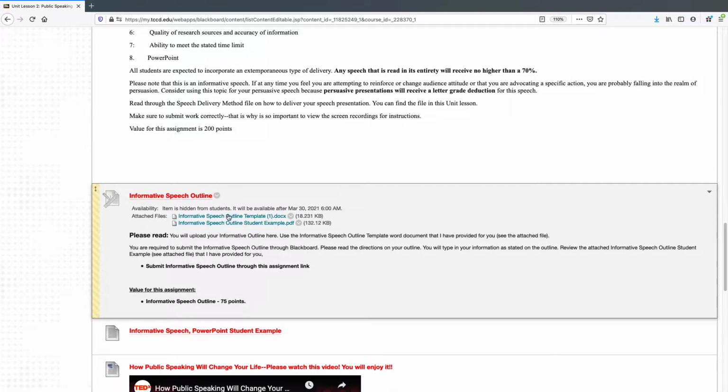So I've got two files here. Please make sure that you're using this outline template. Do not use any other template. I've made it easy for you, so make sure that you use this template only. I've also provided a student outline example for you. So before you begin your outline, look at the student example and try to follow that. That's going to be your guide.